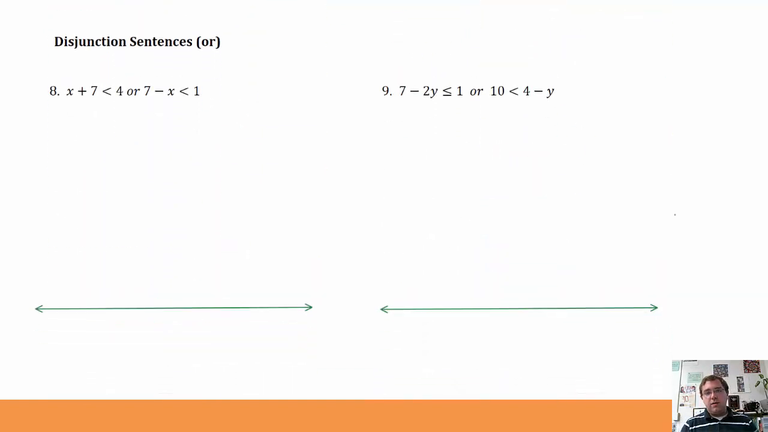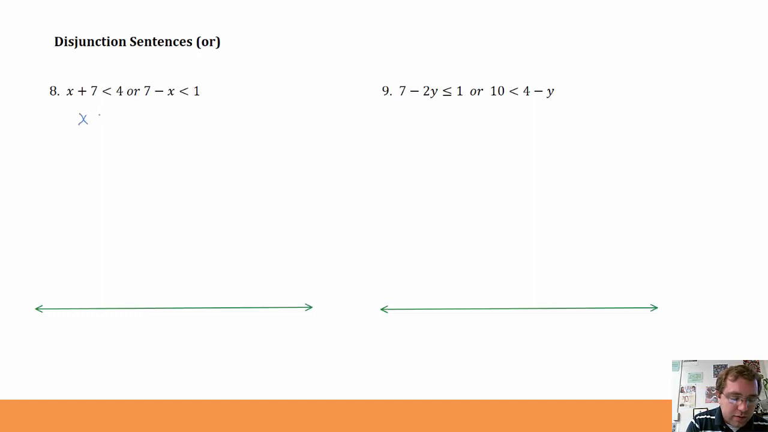Our second type of compound inequality is an OR compound inequality. It means the opposite of what the AND one meant. It doesn't have to satisfy both of these conditions, it only has to satisfy one of them or the other one. And it doesn't matter which one it satisfies. So x plus 7 is less than 4, or 7 minus x is less than 1. Let's solve both of those inequalities as if they were their own problem.